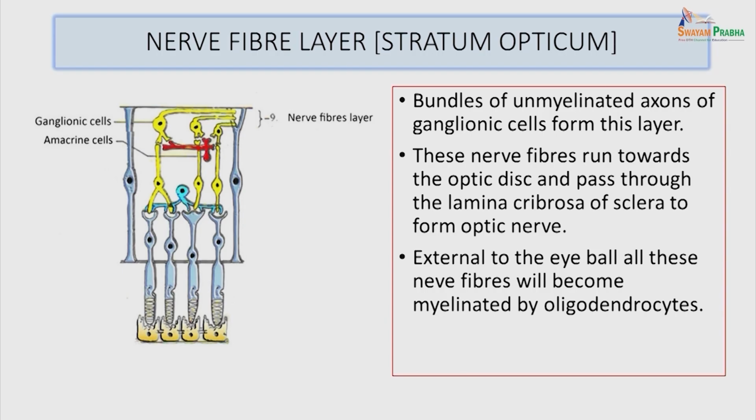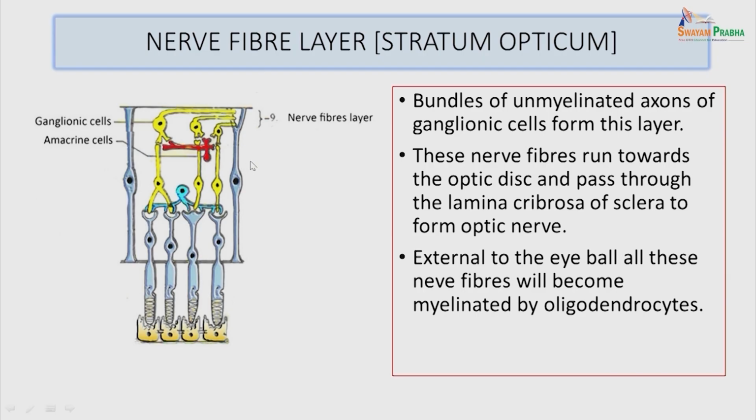The next is the stratum opticum, that is the nerve fiber layer. Bundles of unmyelinated axons of ganglionic cells form this layer. These nerve fibers run towards the optic disc and pass through the lamina fibrosa of the sclera to form the optic nerve. External to the eyeball, all these nerve fibers will become myelinated by the oligodendrocytes.